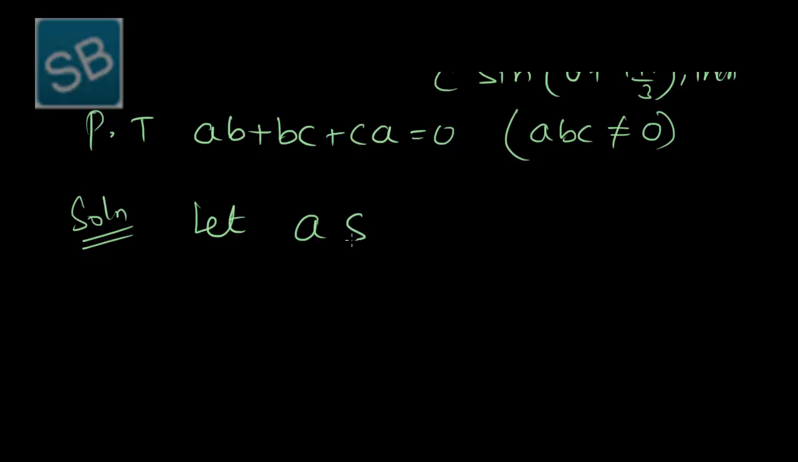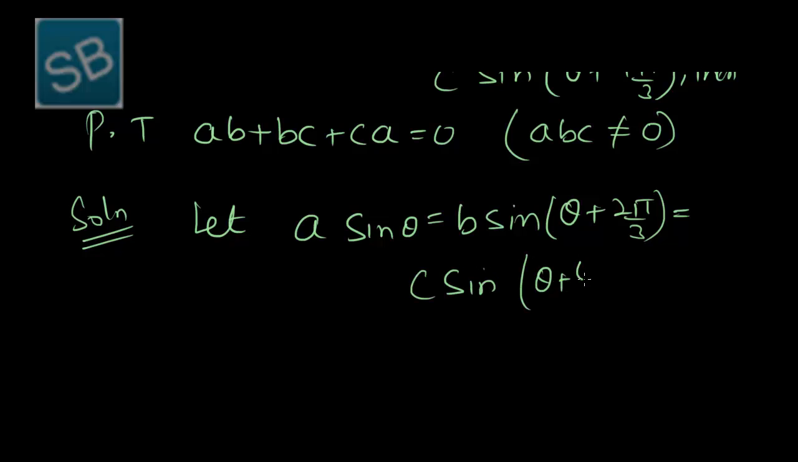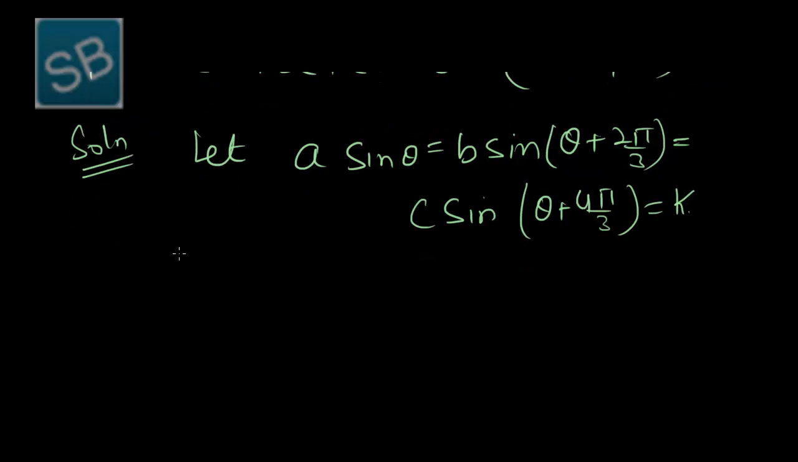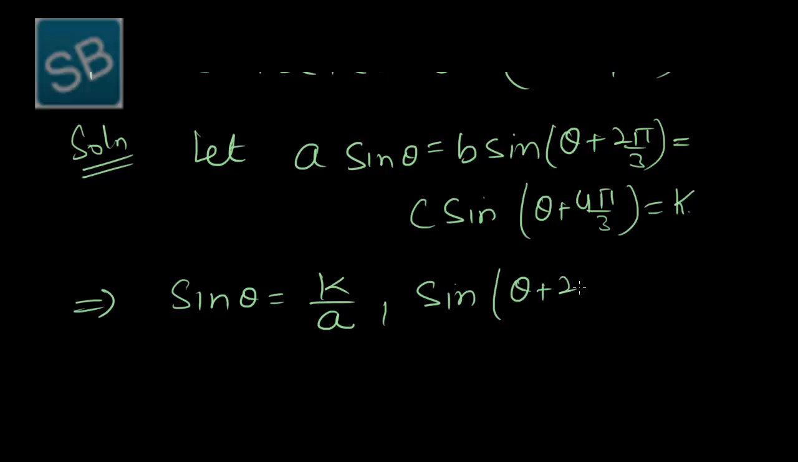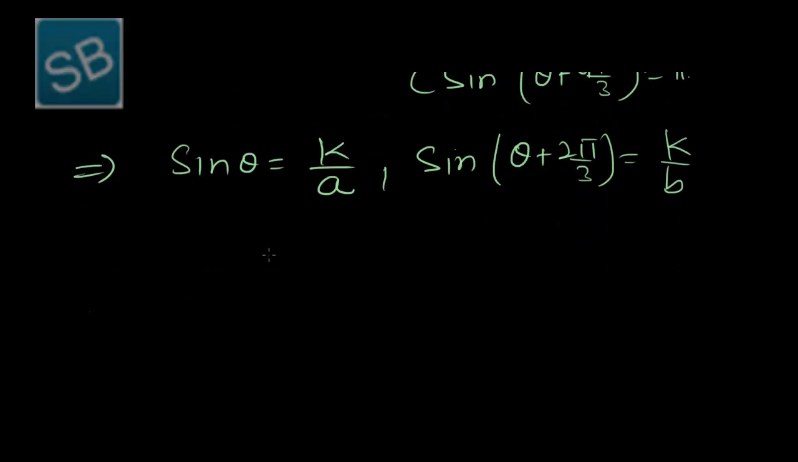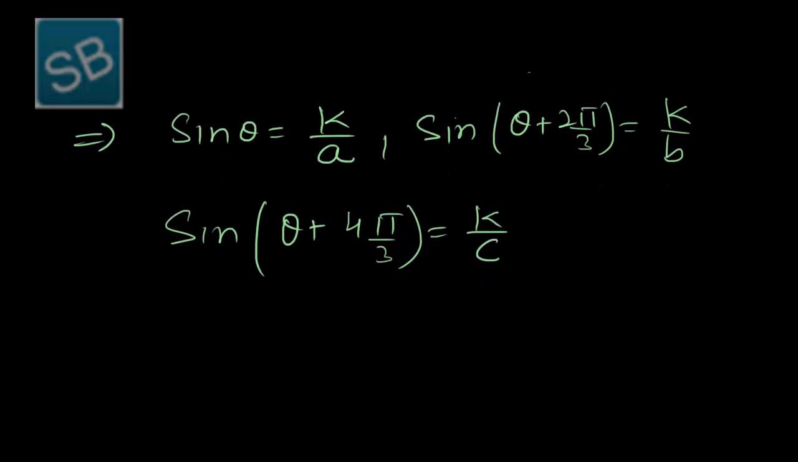Let A sin theta is equal to B sin theta plus 2 pi over 3 is equal to C sin theta plus 4 pi over 3 is equal to K, that is a constant. So we get from here sin theta is equal to K over A, and sin theta plus 2 pi over 3 is equal to K over B, and sin theta plus 4 pi over 3 is equal to K over C.